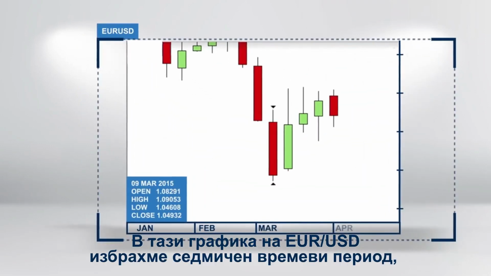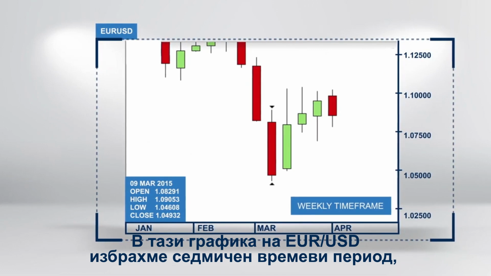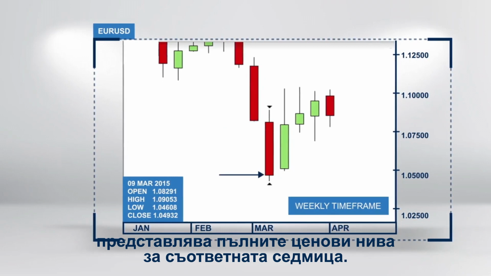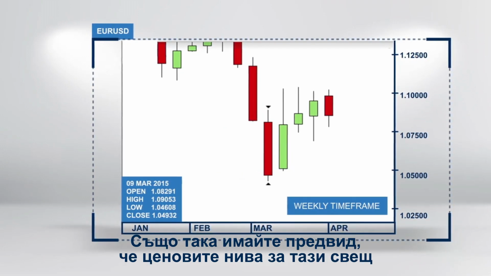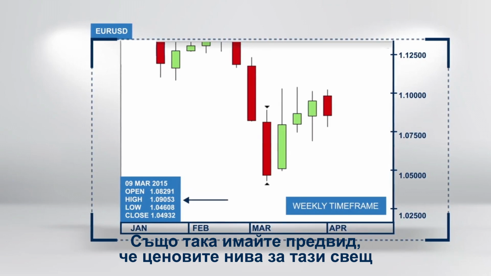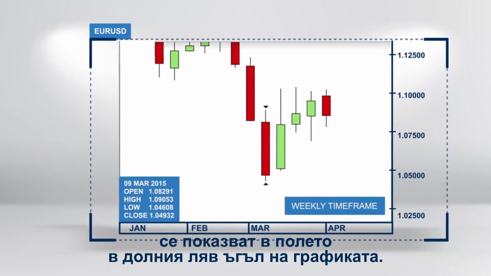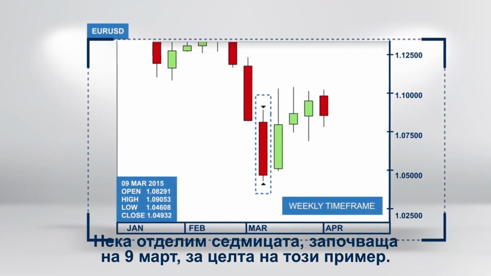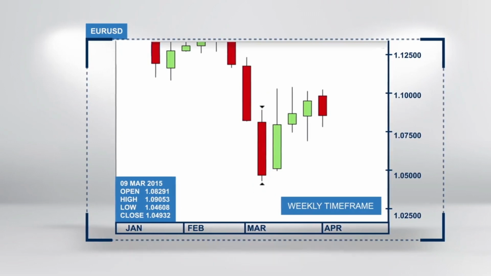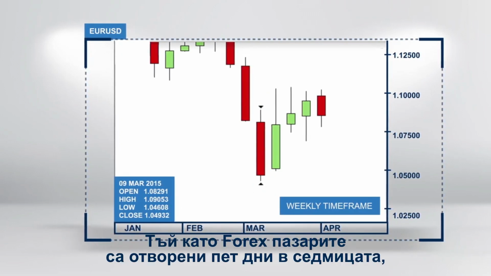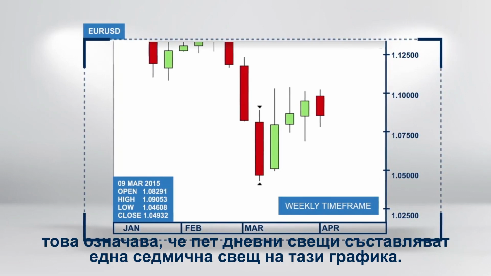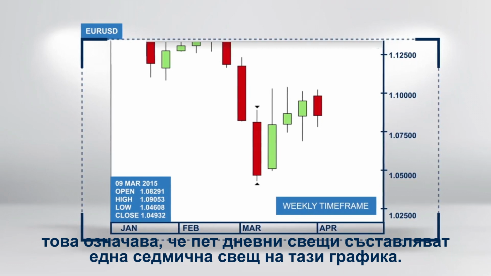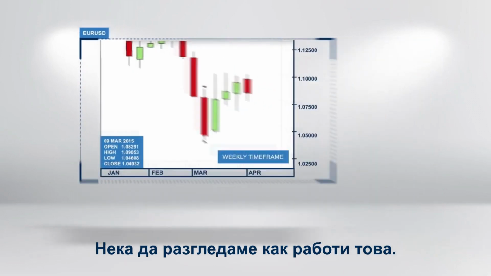In this euro-dollar chart, we've selected the weekly timeframe, meaning that each candle on the chart represents the four price levels for that respective week. Also, please note the price levels for this candlestick are displayed in the box at the lower left corner of the chart. Let's single out the week beginning on March the 9th as a subject for this example. Now, since Forex markets are open 5 days a week, this means that 5 daily candles make up one weekly candle on this chart. Let's have a look at how that works.